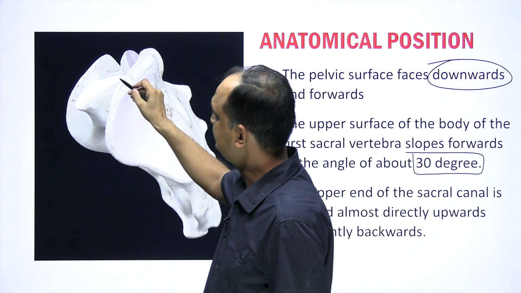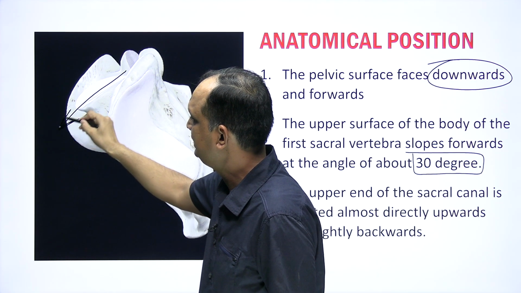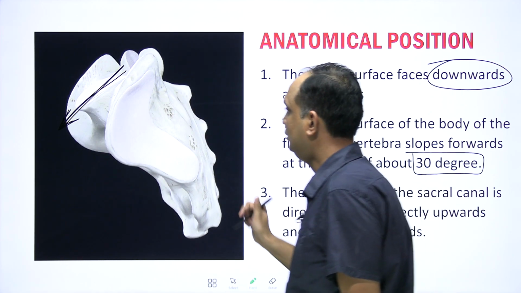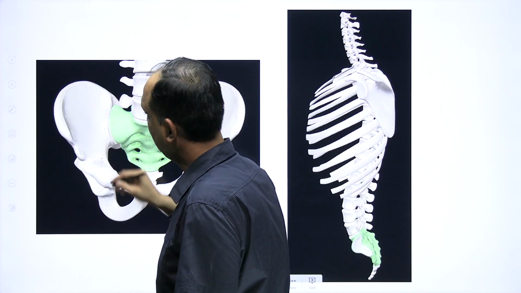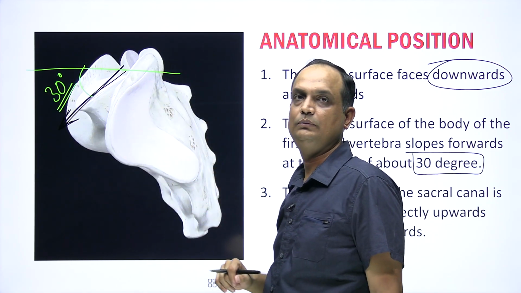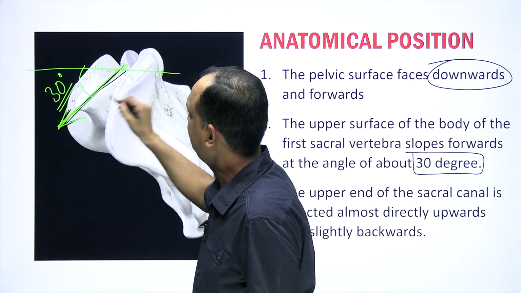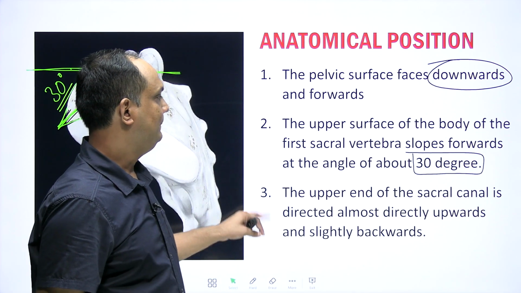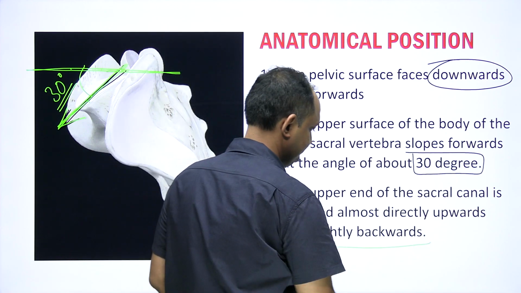So, when you hold it, this is the superior surface. The superior surface has this type of direction. It is not straight, it is not horizontal, and it makes an angle with the horizontal plane, and this angle is 30 degrees. So, this angle of 30 degrees is giving this bone its anatomical position. This is the superior surface of your sacrum, and this is the horizontal plane, and the angle value is 30 degrees. The upper end of the sacral canal is directed almost directly upward and slightly backward.